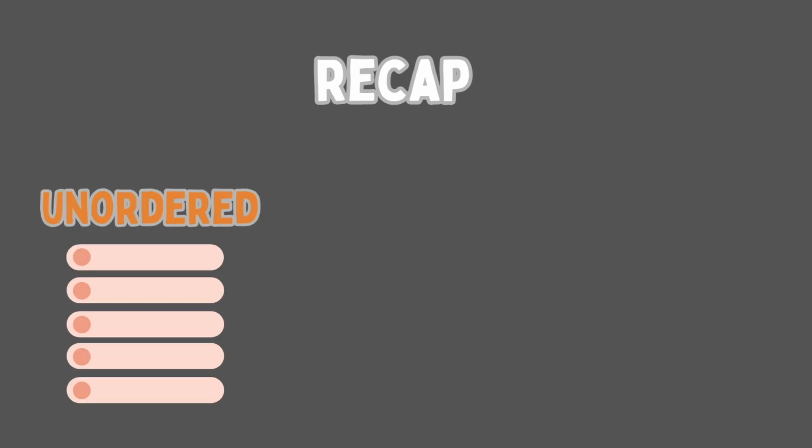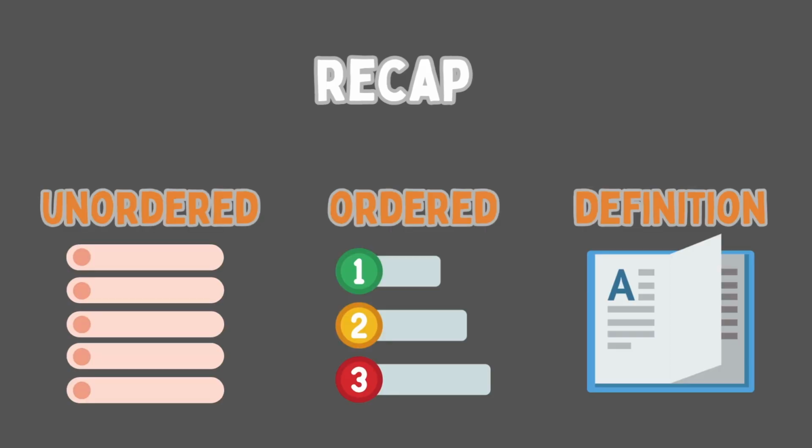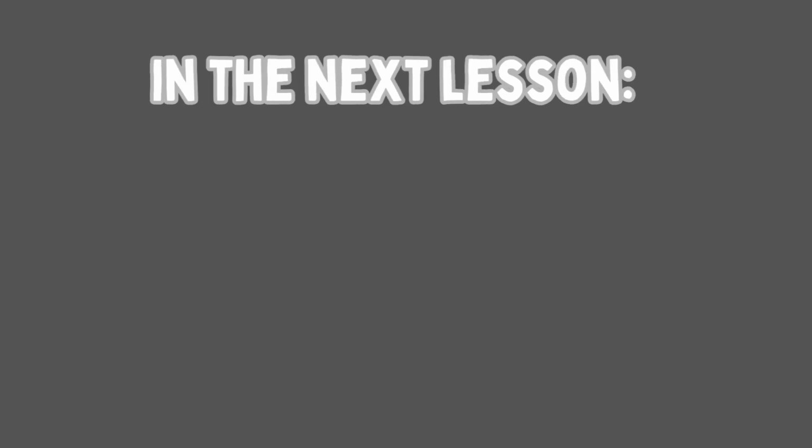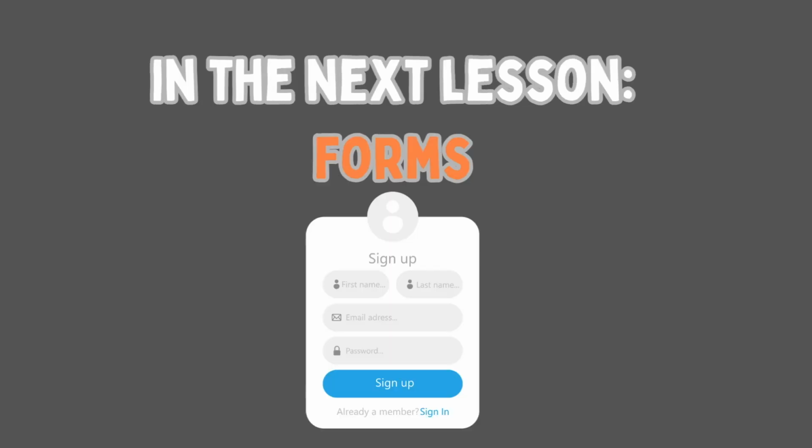To recap, HTML has 3 main types of lists: unordered, ordered, and definition lists. Each has its own purpose and structure, so you can choose the one that best fits your content. That's it for lists. Go ahead and experiment with adding lists to your web page. In the next lesson, we'll explore how to add forms to collect user information.